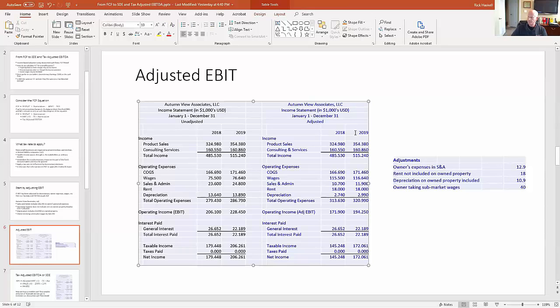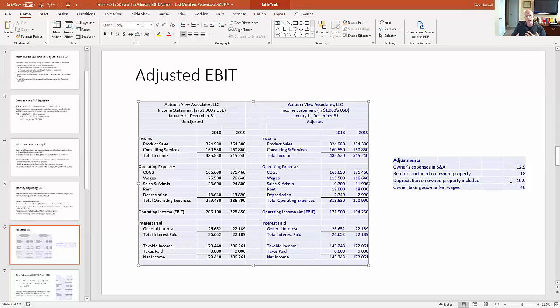I've gone ahead and reduced depreciation, which was running at 13.64 in 2018 and 13.89 in 2019, and I've reduced those each by the $10,900 depreciation adjustment. Again, this is depreciation that was associated with the building that they own, that they're occupying, but that they're not renting.